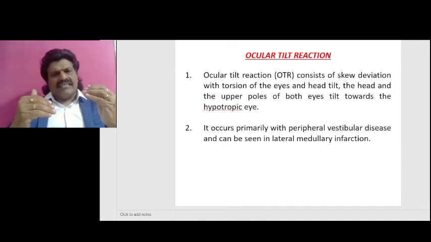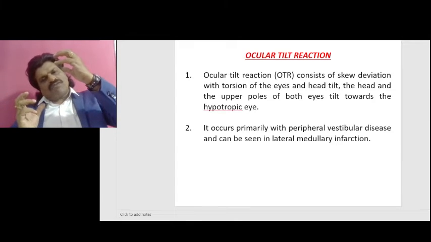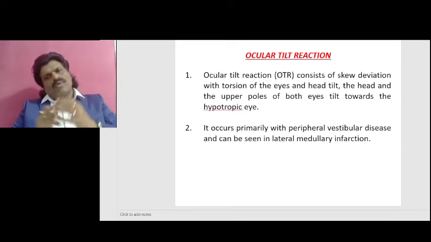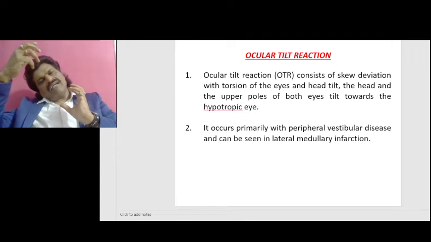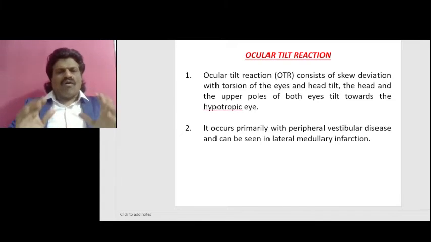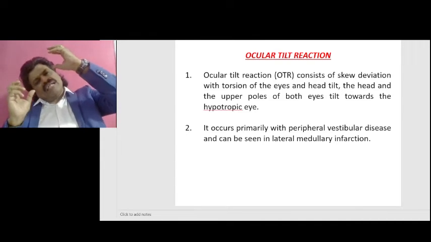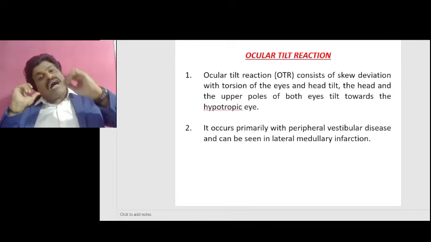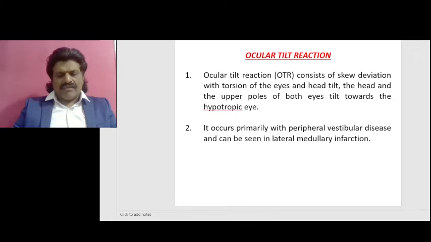The head and the upper poles of both eyes tilt towards the hypotropic eye. So in counter roll, when I tilt to one side, one eye goes upwards and the other eye comes downwards. Ocular tilt reaction is a pathological state. So the head, when it is tilted to one side, both eyes look towards the side of the tilted head. So ocular tilt reaction consists of skew deviation with torsion of the eyes and head tilt. The head and the upper pole of both eyes tilt towards the hypotropic eye. It occurs primarily with peripheral vestibular disease and can be seen in lateral medullary infarction.